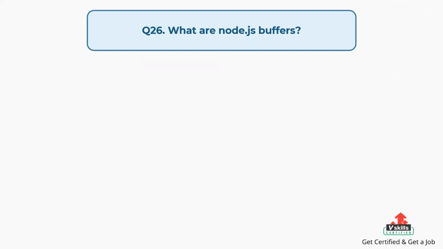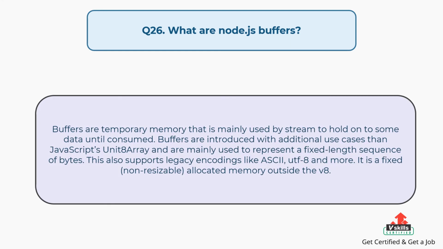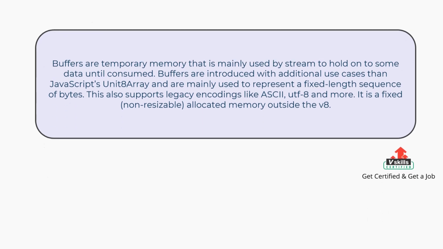Question number 26. What are Node.js buffers? The answer is: buffers are temporary memory that is mainly used by stream to hold on to some data until consumed. Buffers are introduced with additional use cases than JavaScript's unit array and are mainly used to represent a fixed-length sequence of bytes. This also supports legacy encodings like ASCII, UTF-8 and more. It is a fixed, non-resizable, allocated memory outside the V8.